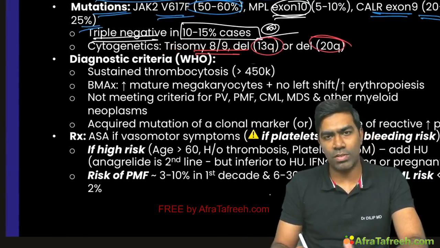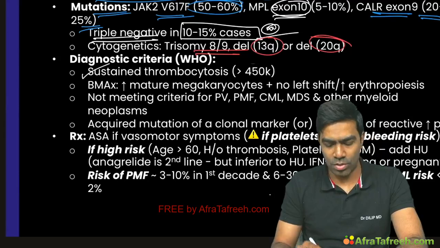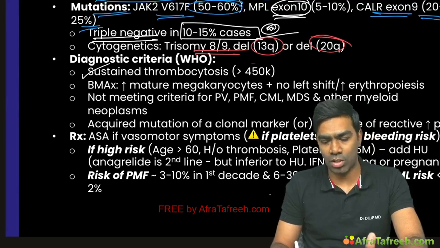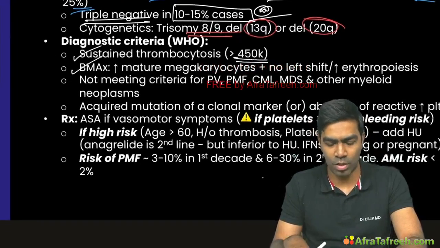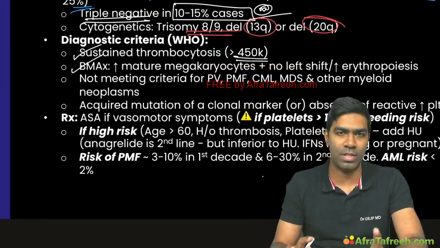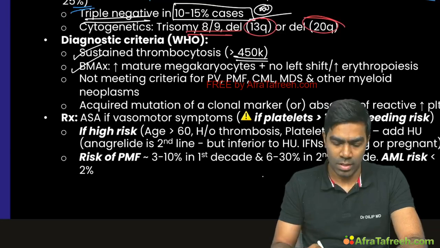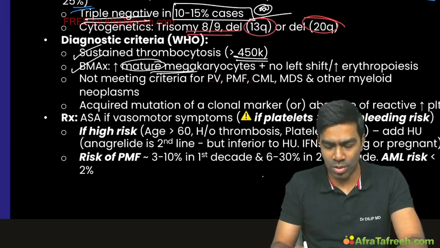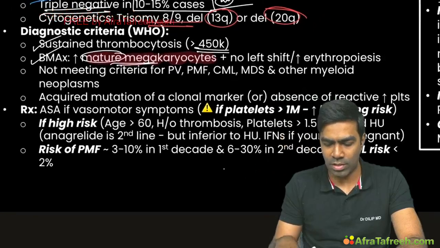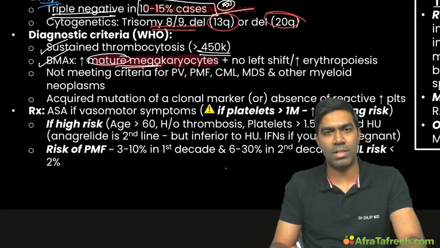So how about the diagnostic criteria? We have WHO diagnostic criteria here as well. So criteria number 1, patient should have sustained thrombocytosis. Platelet count should be more than 450,000 without any obvious cause. You have to rule out all the other secondary possibilities. That's very important. So bone marrow aspiration will be showing increase in the number of mature but abnormal megakaryocytes. Very, very important. Mature but abnormal megakaryocytes. There will be a lot of megakaryocyte abnormality in the setting of essential thrombocytosis.